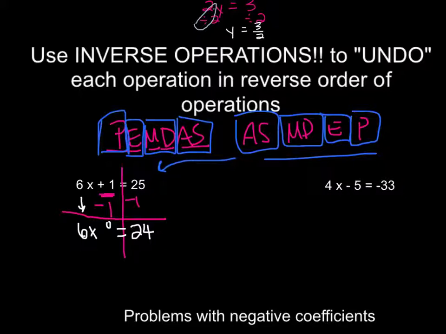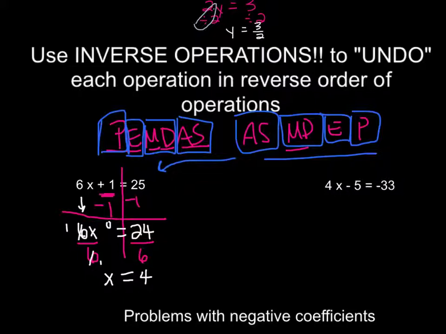Now, next step, we are going to do this multiplication and division step. I have something being multiplied. We have 6 times x, and now we're going to be dividing that. We're going to divide by 6. I'm going to show you the fraction form of this. So we have 6x over 6, that 6 over 6 ends up being 1 over 1, so we just have our simple x. And we have 24 divided by 6 equals 4.